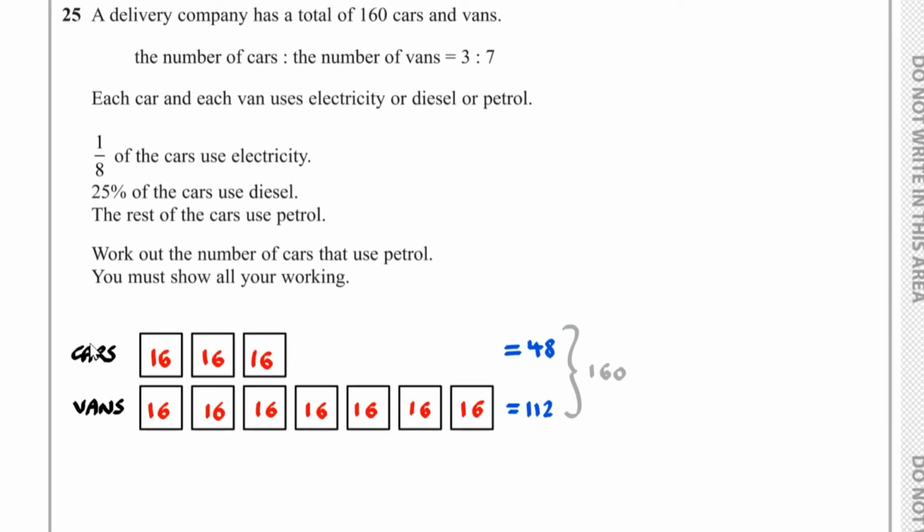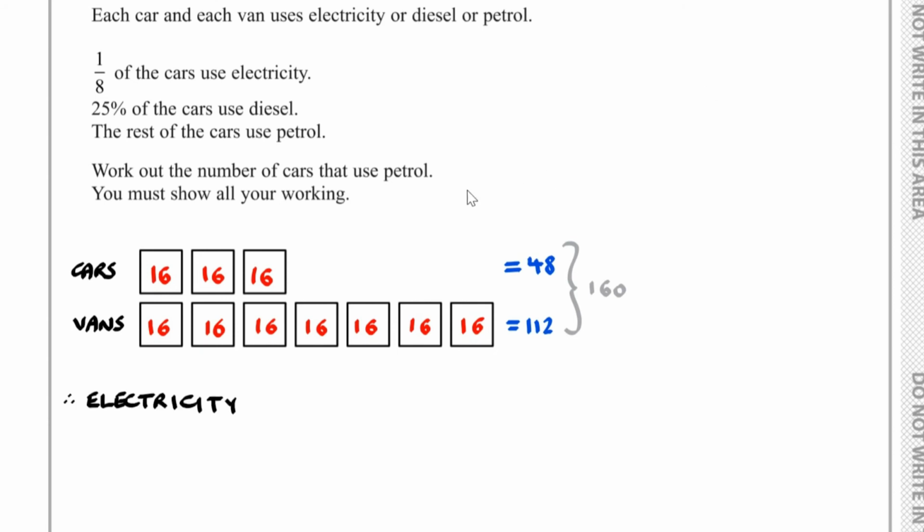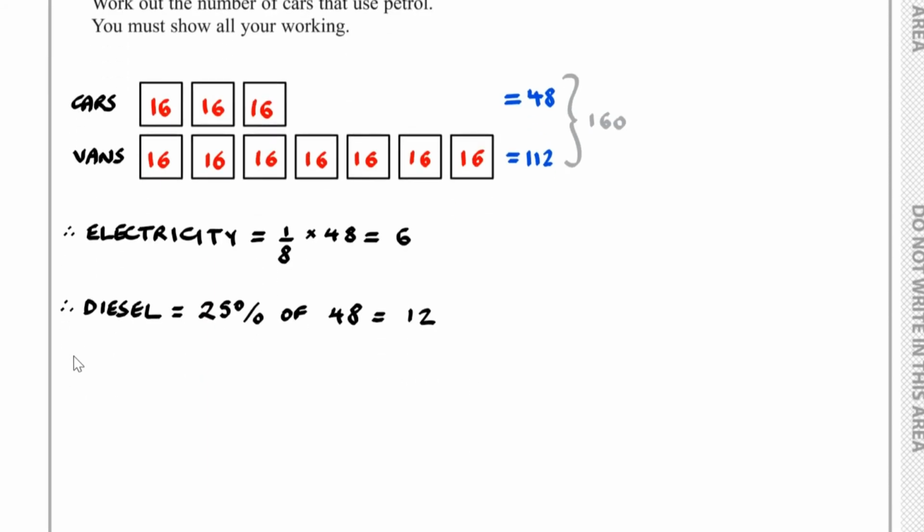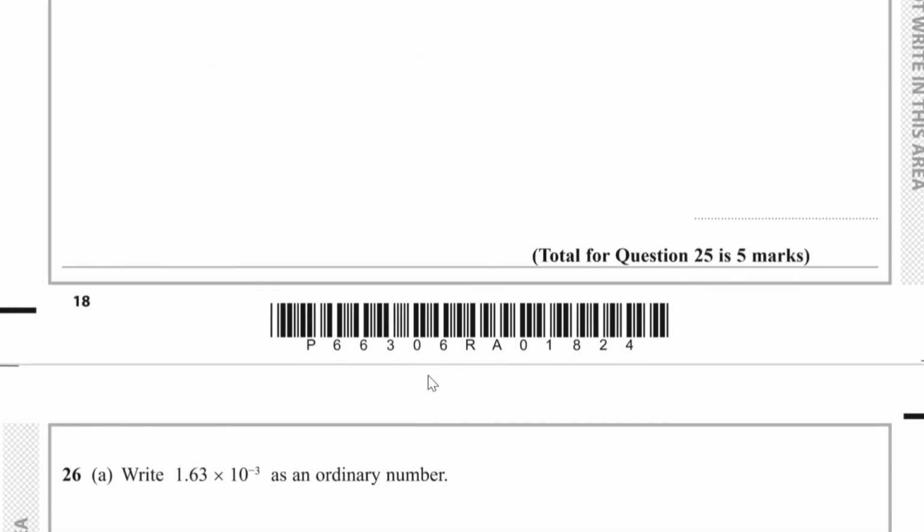So now what we can do is find out the amount that have electricity, the amount that have diesel, and then the amount that have petrol. So for electricity, we've got 1/8 of the 48, which is 6, so 6 have electricity. For diesel, we have 25% of 48, so that's 48 divided by 4, which is 12. And therefore for petrol, we've got 48, which is the total for cars, subtract the 6 for electricity, subtract the 12 for diesel, and it turns out then we get 30. So we have 30 for petrol powered cars.